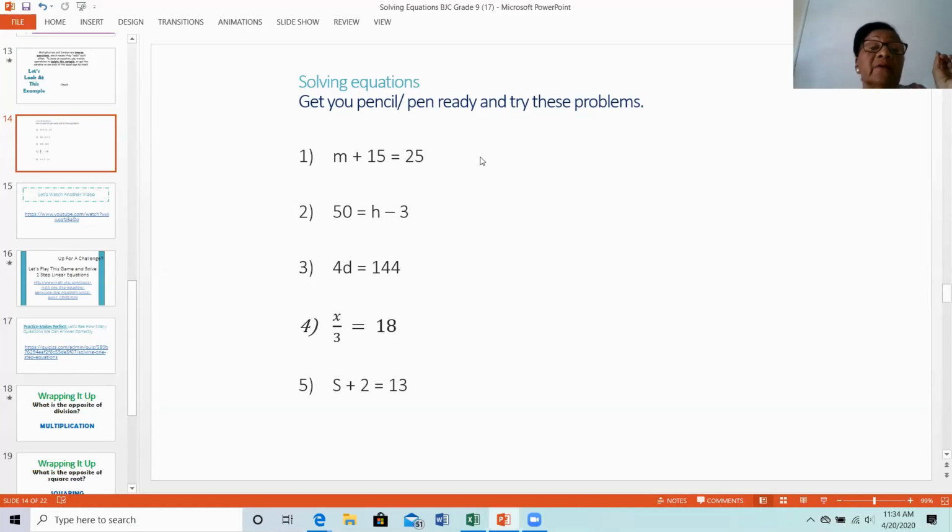Now, do we have answers? What is your answer for number 1? Since we're doing inverse operations, please check your work for number 1. m plus 15 minus 15 is equal to 25. Take away 15. Do you have that? 15 take away 15 will cancel out, and so we're left with m is equal to 10. Do you have that answer?